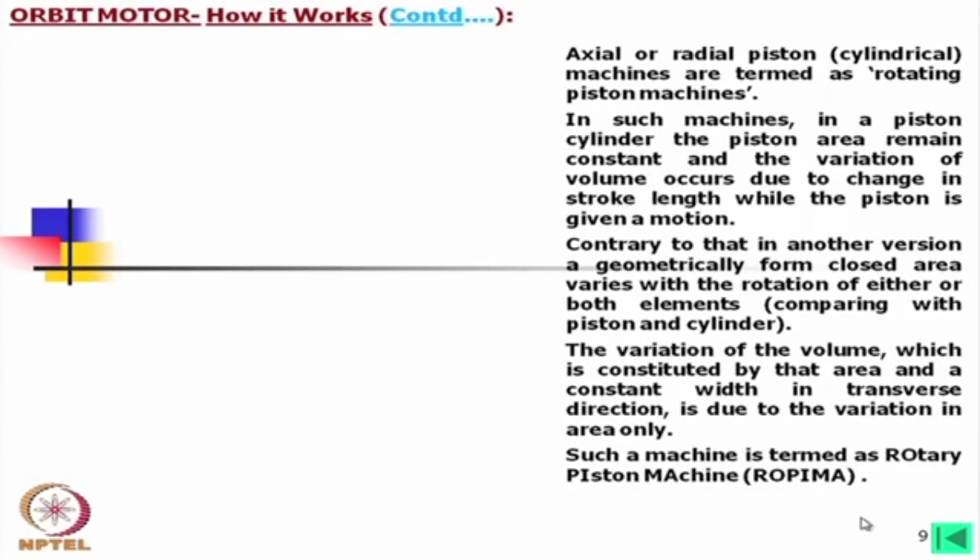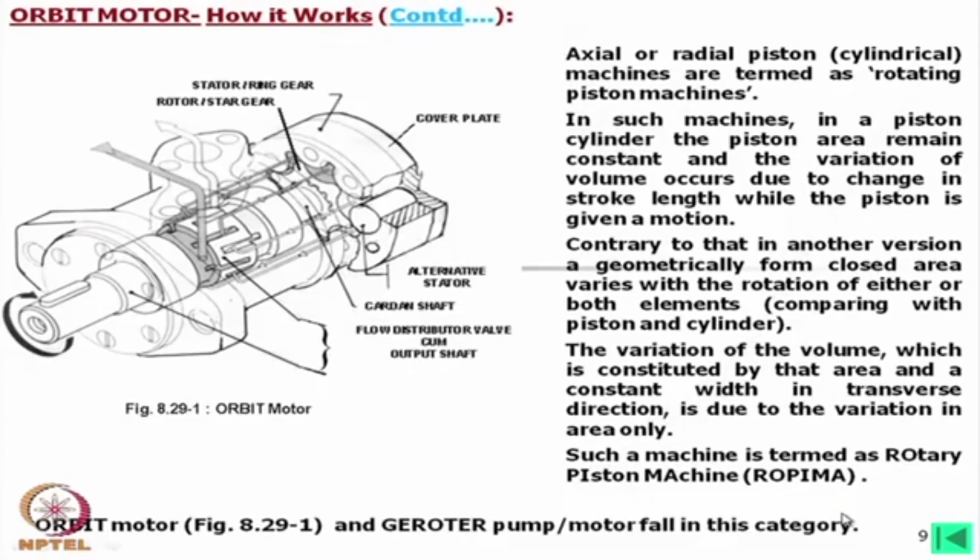Now, this ROPIMA term is not normally known to people, but Wankel himself put this name, rotary piston machines. Contrary to the rotating piston machines, this is called rotary piston machines. Like the Wankel engine, the orbit motor also falls in this category.